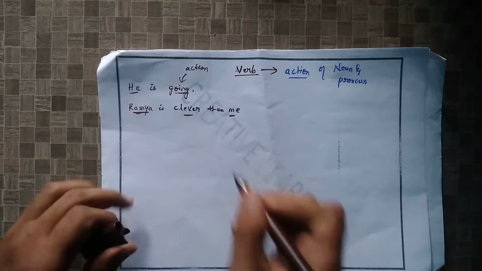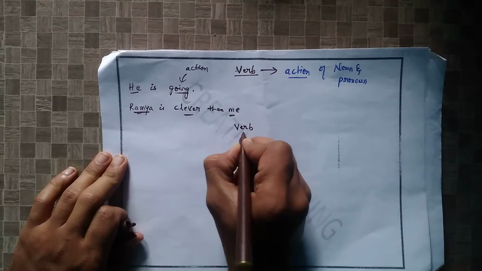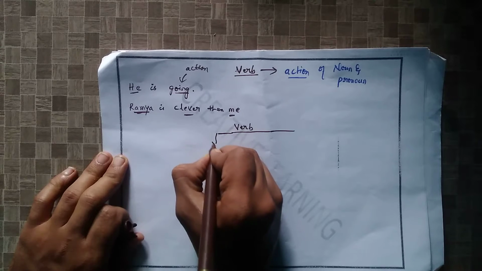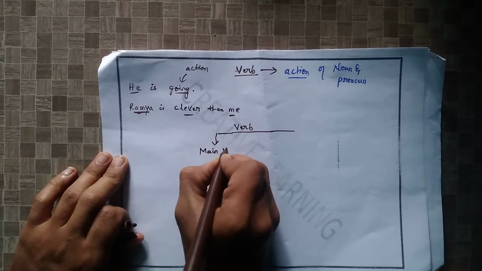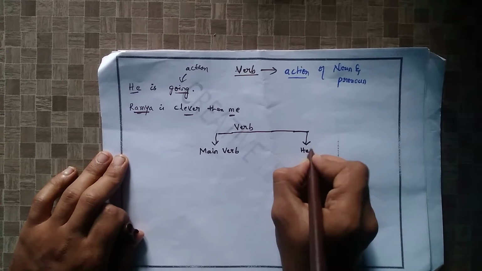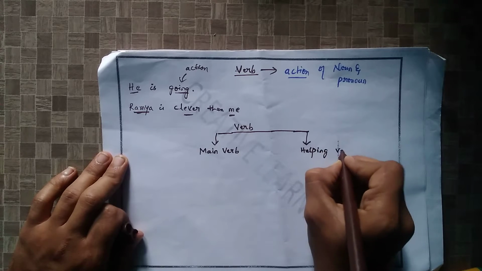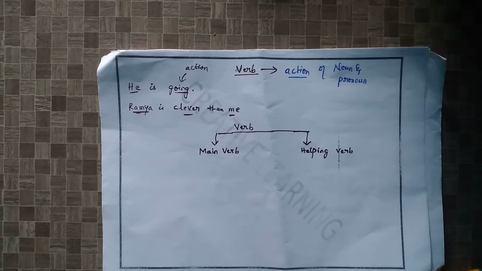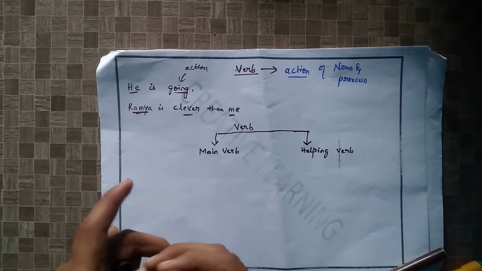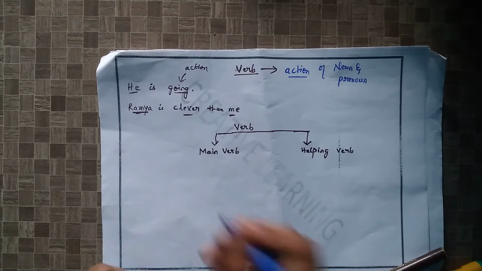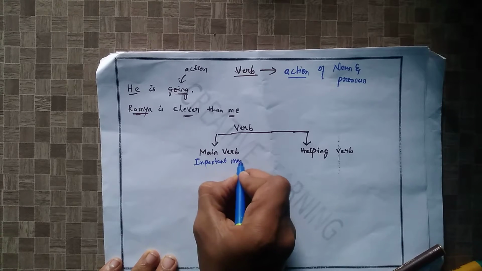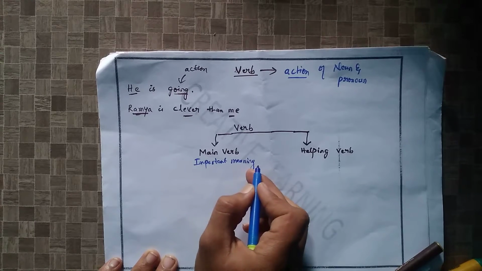Now let's discuss about kinds of verb. Verbs are classified into two categories. One is main verb, another one is helping verb. Main verb means the word which carries important meaning to the sentence. It is called a main verb.